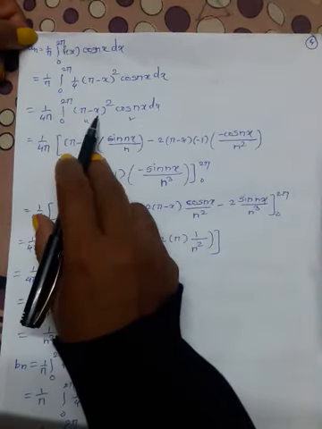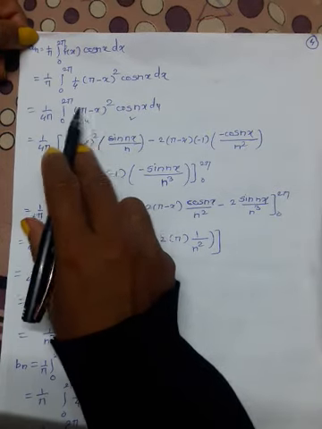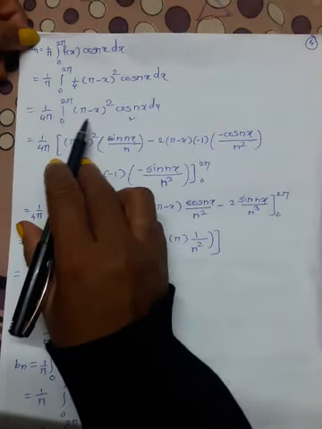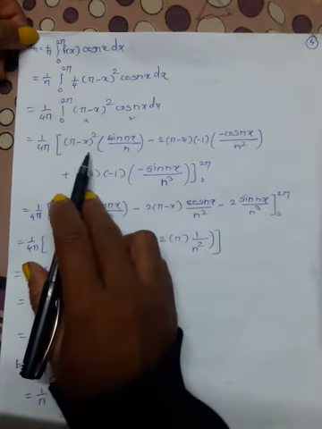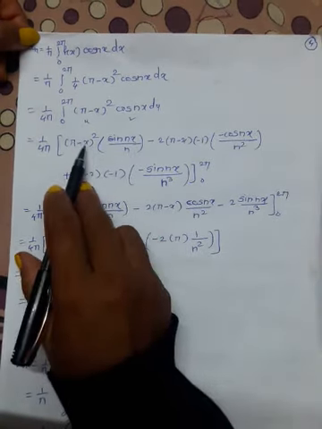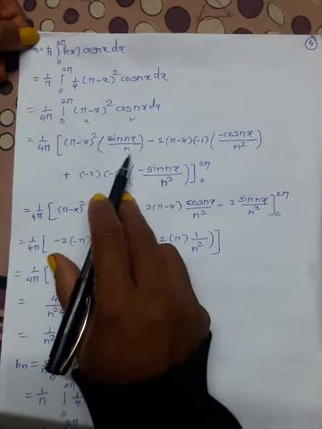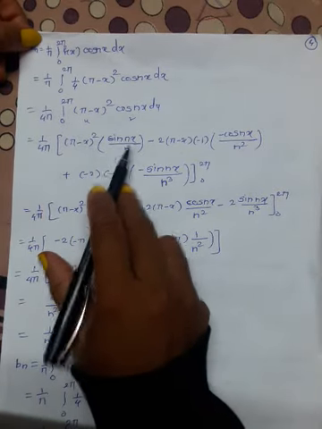Now this is algebraic because pi is a constant and it contains only x. Therefore it is algebraic. That's why it is u. This is trigonometry, that is v. Start with the integration of u into v rule: u into integration of cos, which is sin nx upon n.